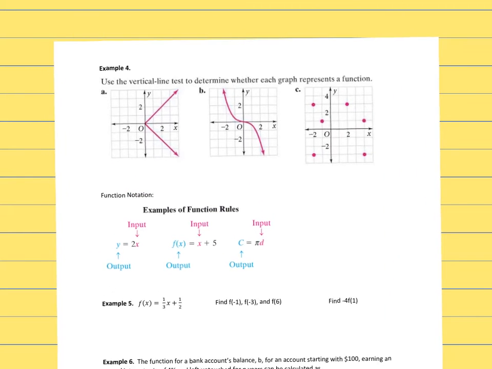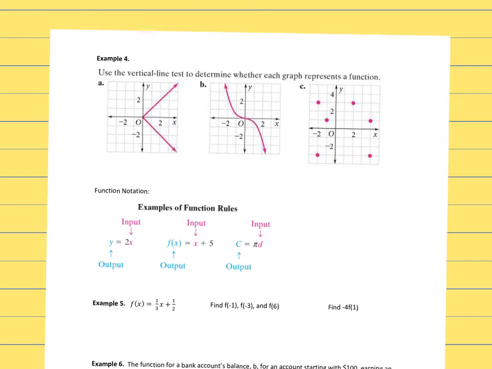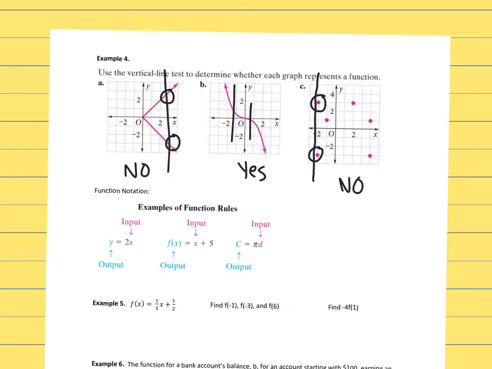So I'm going to do a few more of these for practice. So if I draw a vertical line, it crosses twice. So no. Yes. No, because it's crossing these two ordered pairs twice.